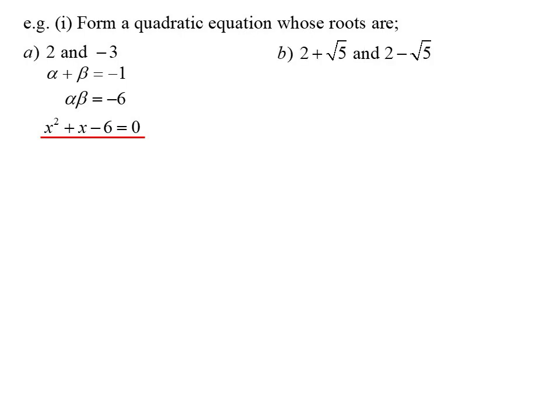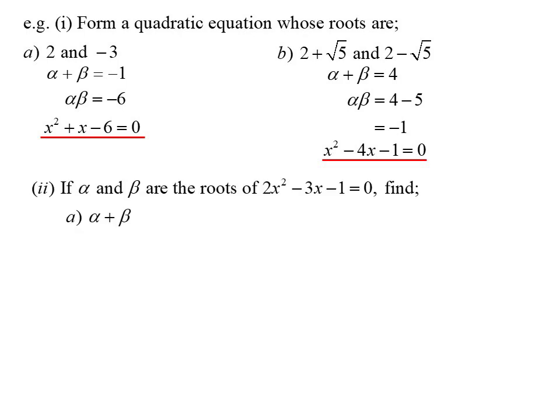It's quite useful when we don't get integer solutions, when we get these conjugates, because the sum of the roots, the surd disappears and we get 4, the product of the roots, difference of two squares, so again we get rid of the surds, negative 1. So there's our quadratic, x squared minus 4x minus 1 equals 0.